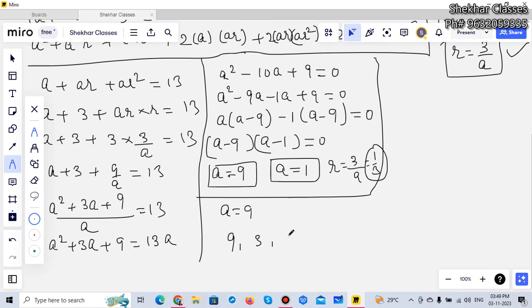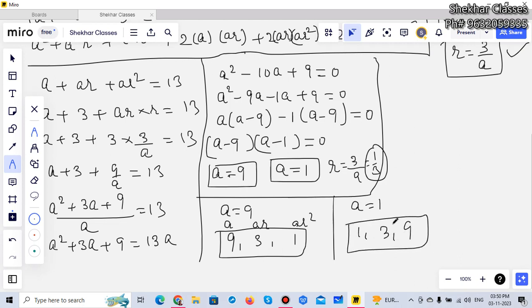And the third one will be AR square. So this is for A, this is for AR and this is for AR square. So that is AR into R. So AR is 3 and R is 1 upon 3. So that will give you 1. So the GP is 9, 3, 1, and if you take the other one, that is A is equal to 1, it will come as 1, 3 and 9. Always reverse it, you will get the same answer. So these two are the GP and this is the answer that we have.